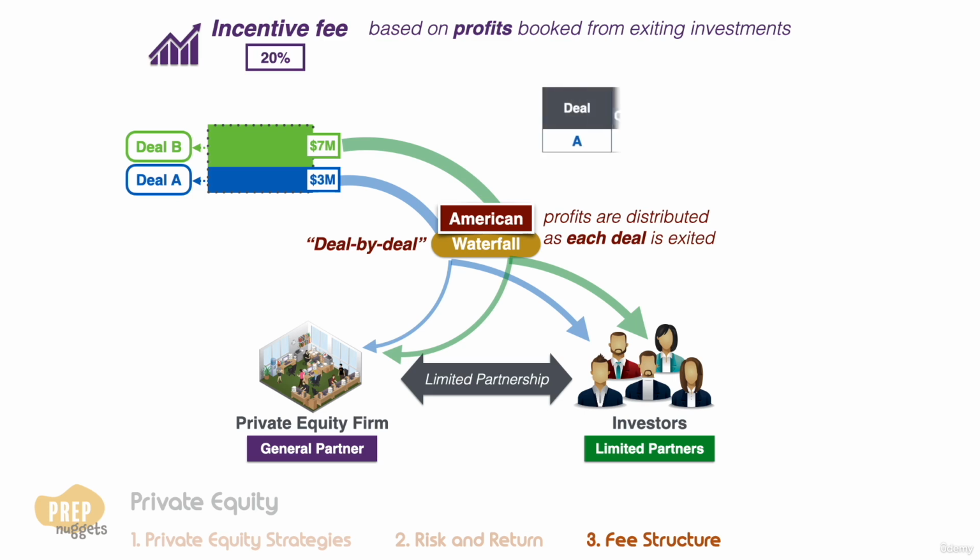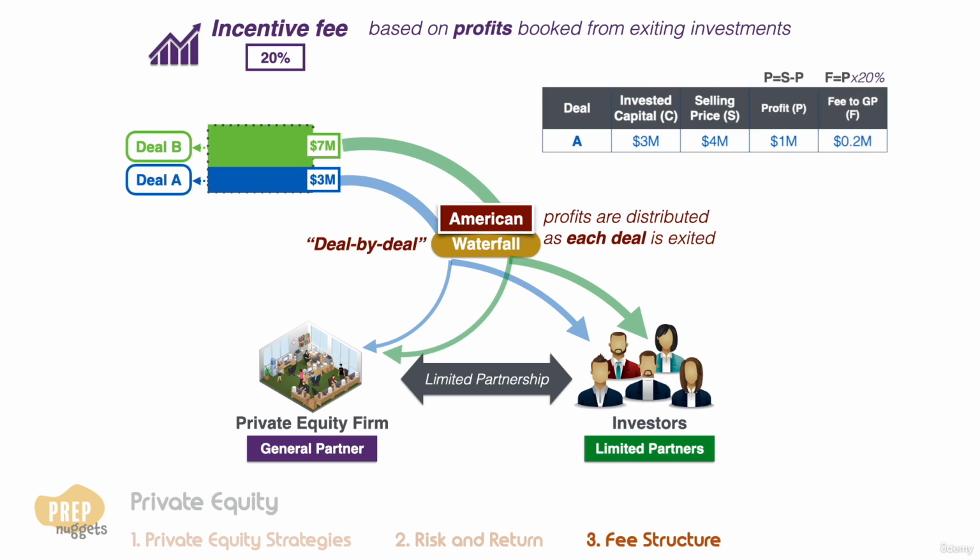So from our example, let's say Deal A, which has invested capital of $3 million, was sold first at $4 million. The profit of $1 million is distributed on an 80-20 split based on the agreed 20% incentive fee. The GP receives $200,000 incentive fees from this deal, and the LP receives a distribution of $3.8 million.